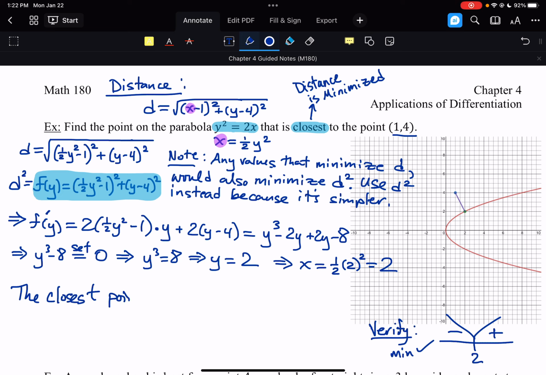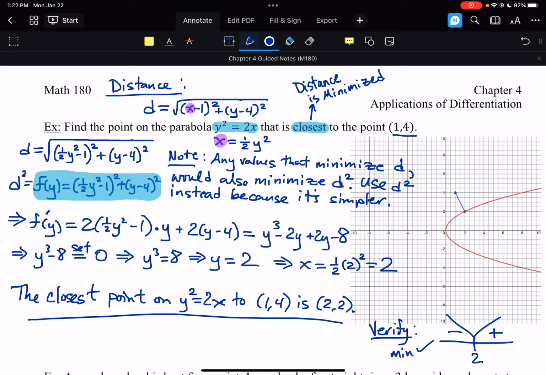So we can say the closest point on y squared equals 2x to the point (1, 4) is the point (2, 2).